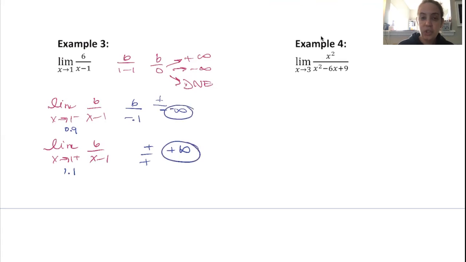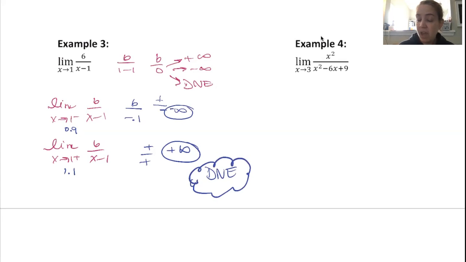Now, the two sides are different. The limit from the left is negative infinity. The limit from the right is positive infinity. Do they match? The answer is no. So we say does not exist. And if you had to justify that, it would be because the limit from the left is not equal to the limit from the right.